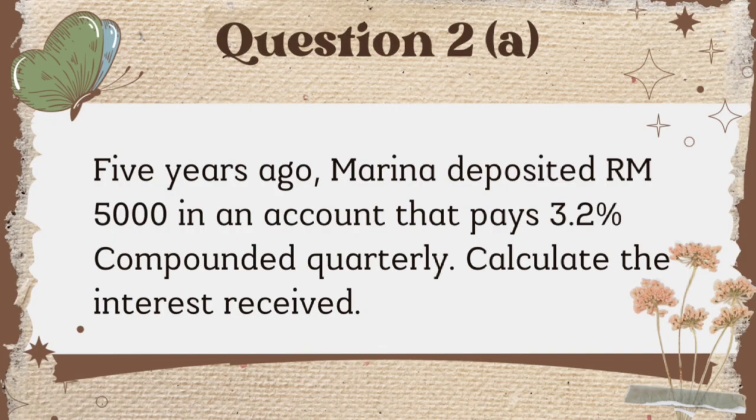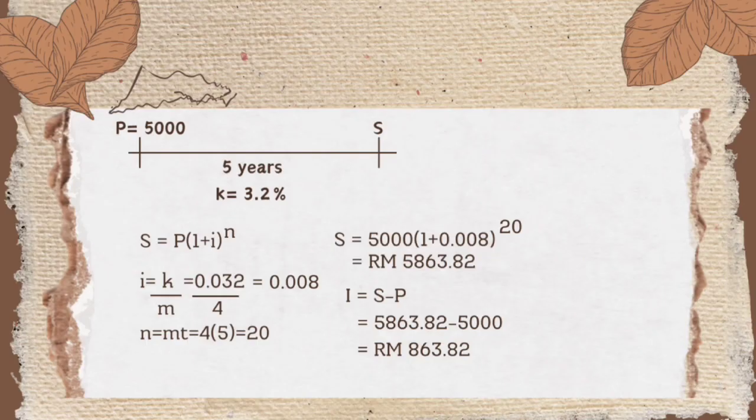Okay, for my part is question 2A. 5 years ago, Marina deposited RM5,000 in an account that pays 3.2% compounded quarterly. Calculate the interest received. So this is the formula for question 2A.